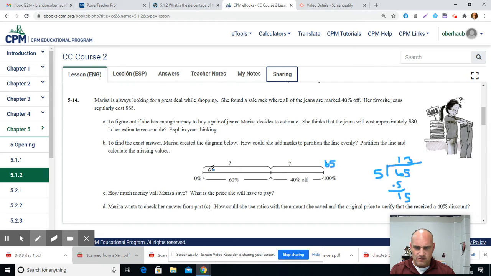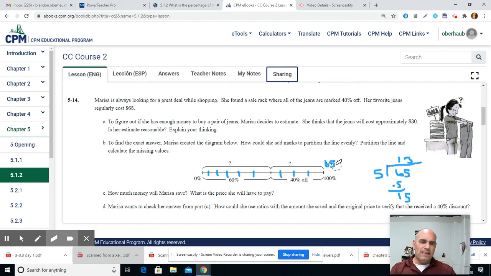So let's see. I've got 1, 2, 3, 4, 5, 6. So imagine these are equally spaced out. 1, 2, 3, 4, 5, 6. That'll be 60%. And then I've got 1, 2, 3, 4. So this should be 10 chunks: 1, 2, 3, 4, 5, 6, 7, 8, 9, 10. All right, so that gives me 100%. So every chunk is worth 10%. So that's 10, 20, 30, 40, 50, 60. So that's my 60%. Then I have 10, 20, 30, 40. That's my 40%.